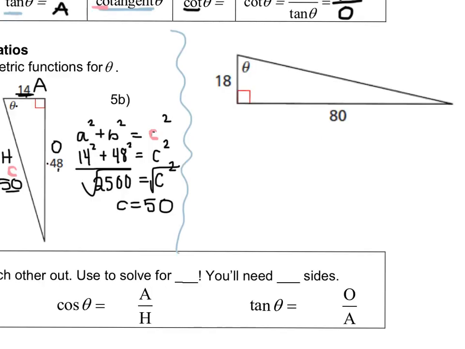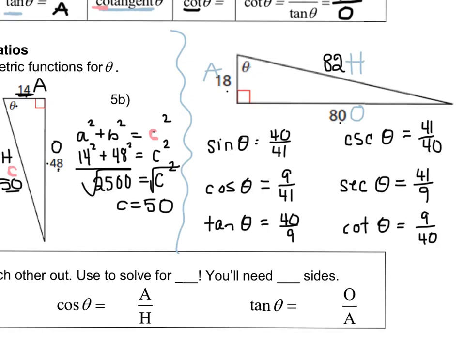So here's a hint if you didn't figure this out already in 5b. When you do the Pythagorean theorem and you do 18 squared plus 80 squared, you'll get 6724. When you square root that, you're going to get that this side is 82. Then you should label from theta, the opposite side is 80, the hypotenuse is 82, and the adjacent side is 18. Now you can write the sine, cosine, and tangent, and then the cosecant, secant, and cotangent. So go ahead and do that.